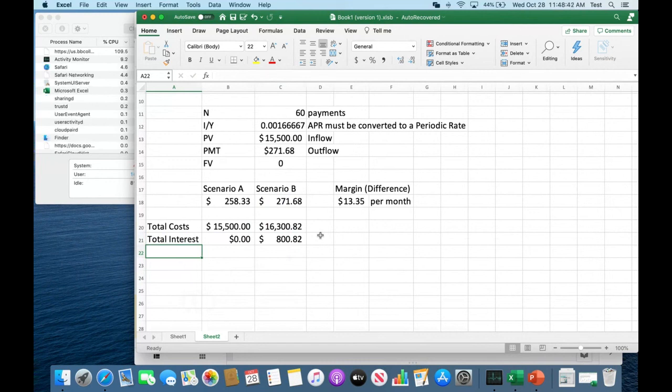So that means that this car actually got more expensive, didn't it? Because I'm not paying $15,500 for the car. I'm actually paying $16,300 for the car.